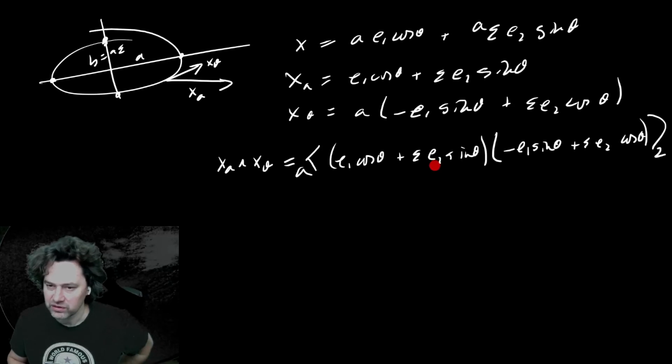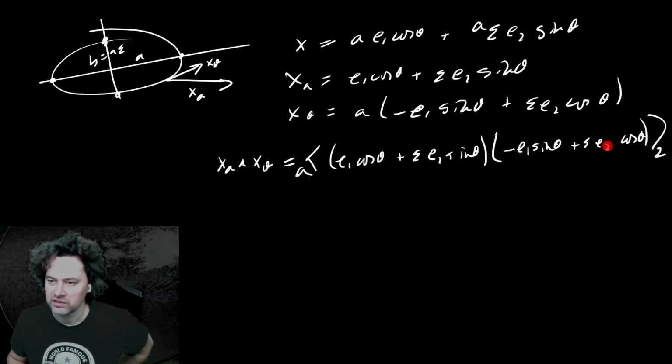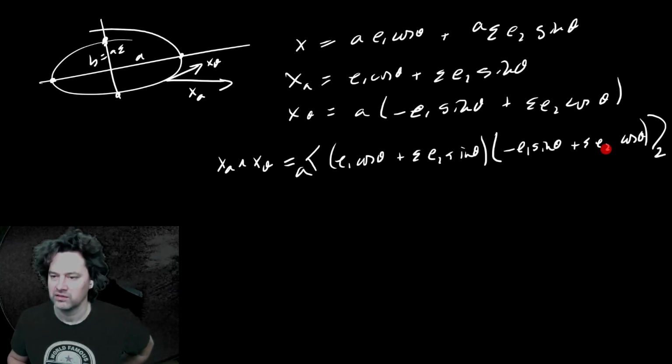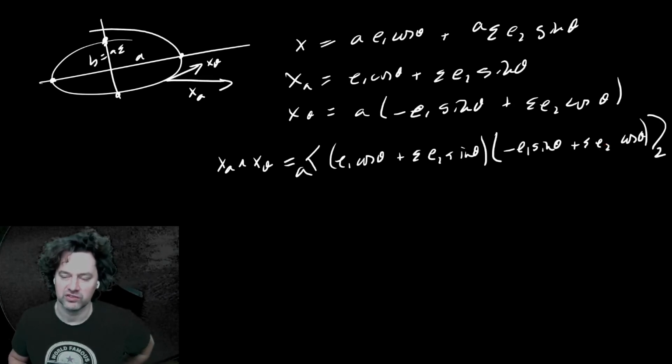Then we have E2 times E2, so we have a plus epsilon squared sine theta cos theta term, which also has no grade 2. So only the cross terms generate grade 2 selections. So we can drop the grade 2 selections and just enumerate the cross terms.